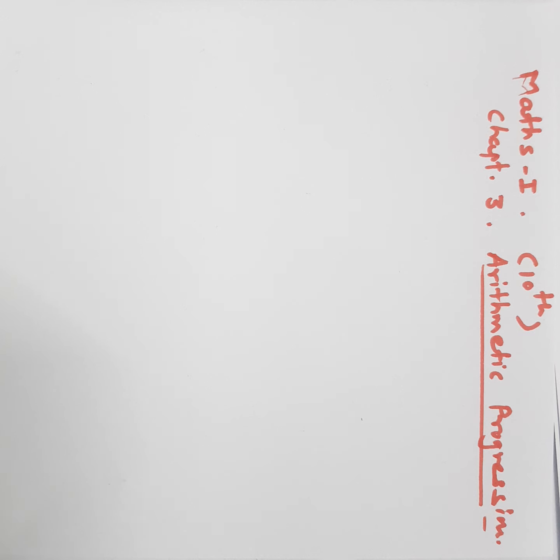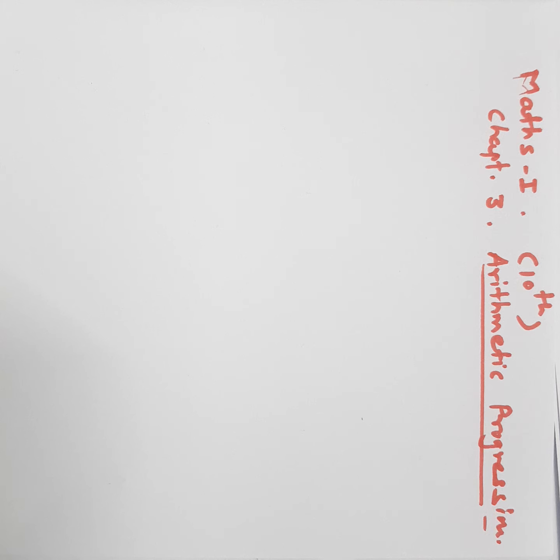Students, we have started a new chapter from mathematics first, chapter 3, arithmetic progression. In the last lecture, we have seen the definition of arithmetic progression. What is the definition of arithmetic progression? Arithmetic progression is the sequence in which the difference between consecutive terms is constant.